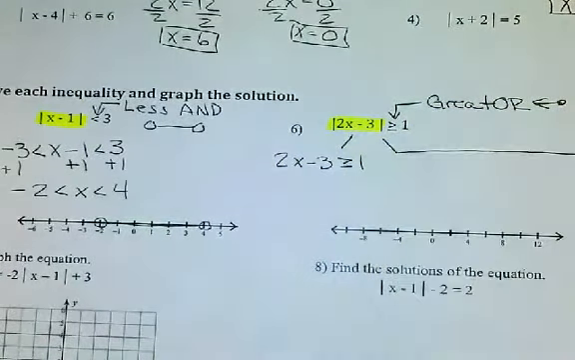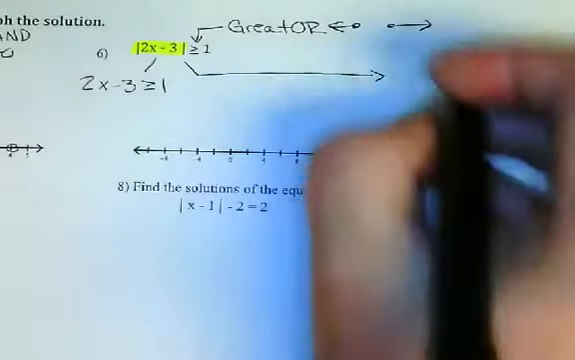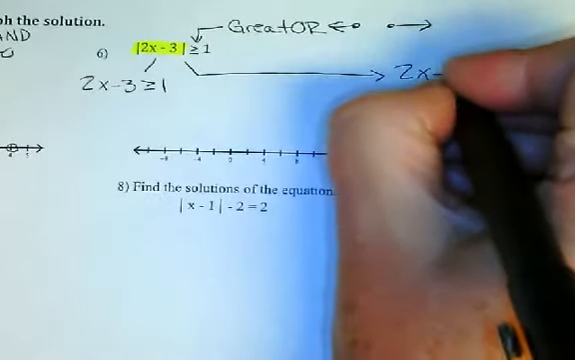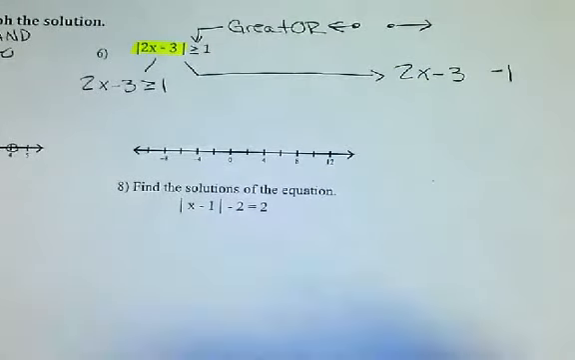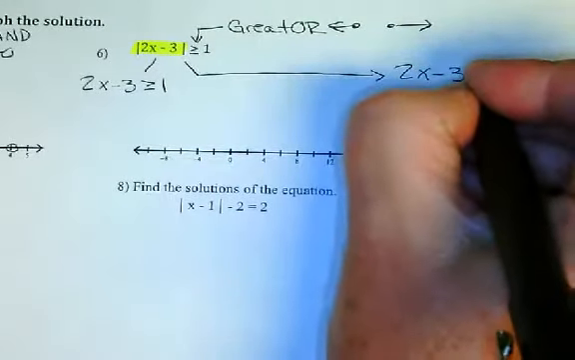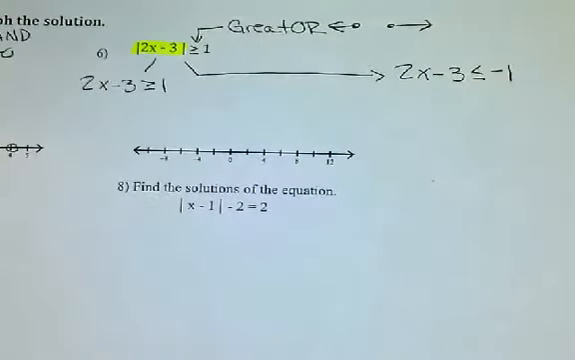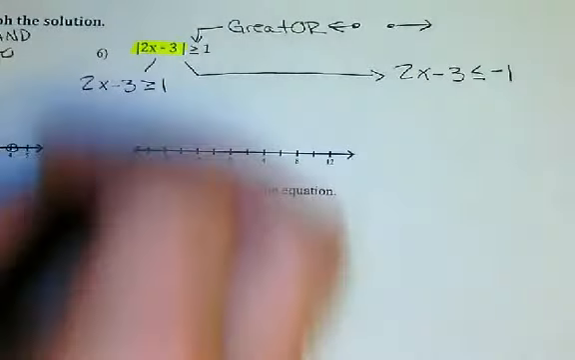I'm going to do it over here because I think I'm going to run out of room. And then I'm also going to do this one as 2x minus 3. Now remember, because I have to have that negative there, I have to flip the sign. So flip the sign, and now it becomes a less than or equal to because of the negative.